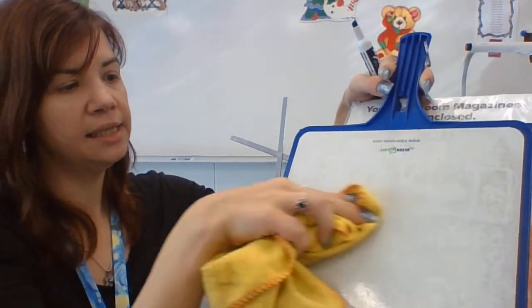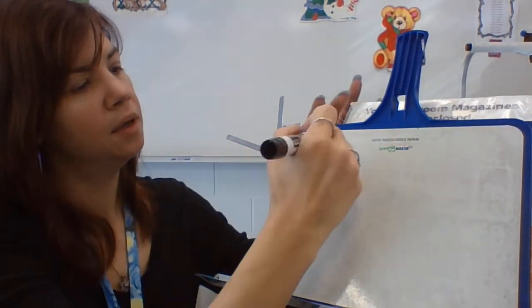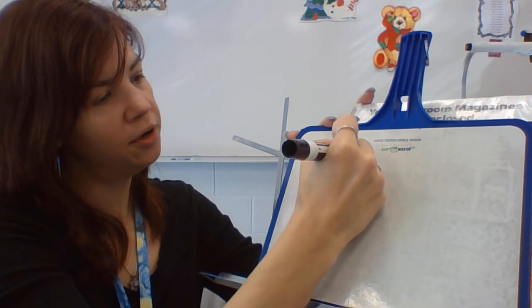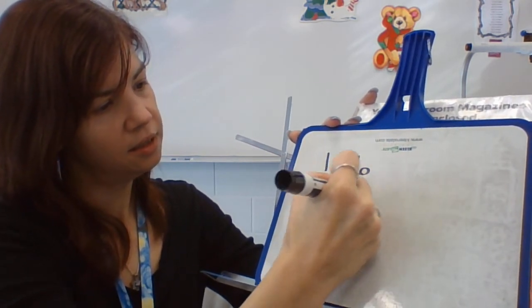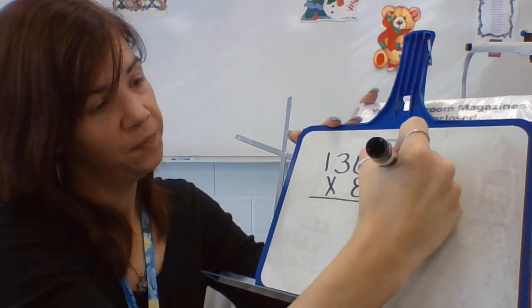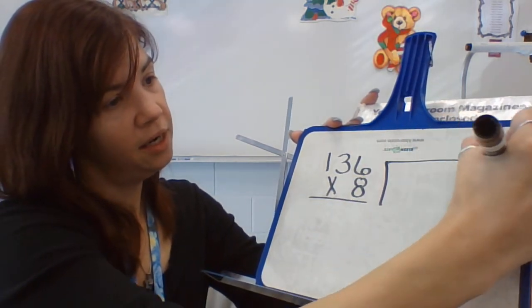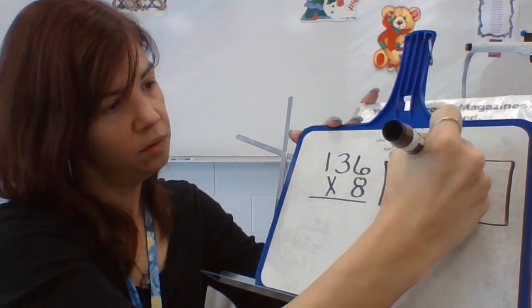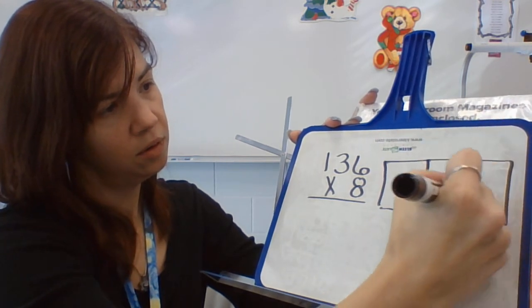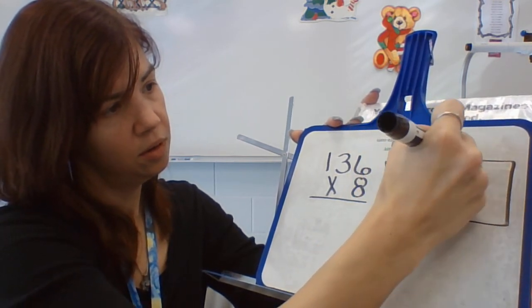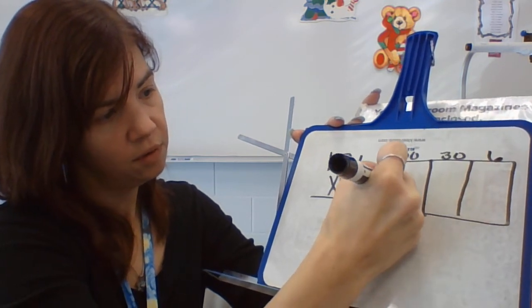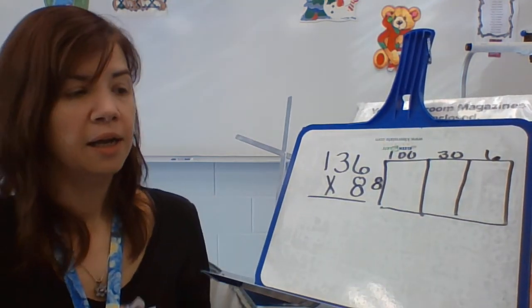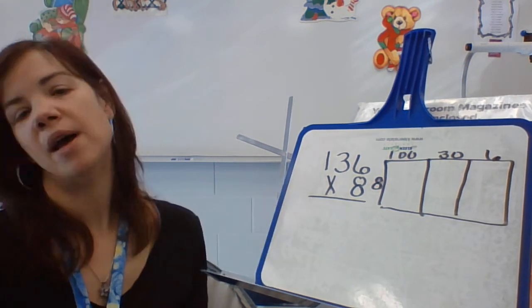So the very last one, guys, I want you to try. I'll at least help you get it set up. So you're going to be trying 136 times 8. Here's your area model so that you can check yourself. But I want you trying this way.